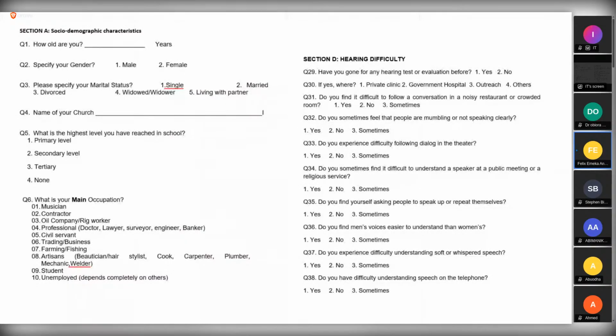So the option for you will be going back to the field a second time. Please take note. If you look at section D, you will realize that I was measuring hearing difficulty, and I was asking them questions like, for example, have you gone for any hearing test or evaluation before? I have a yes and I have a no.